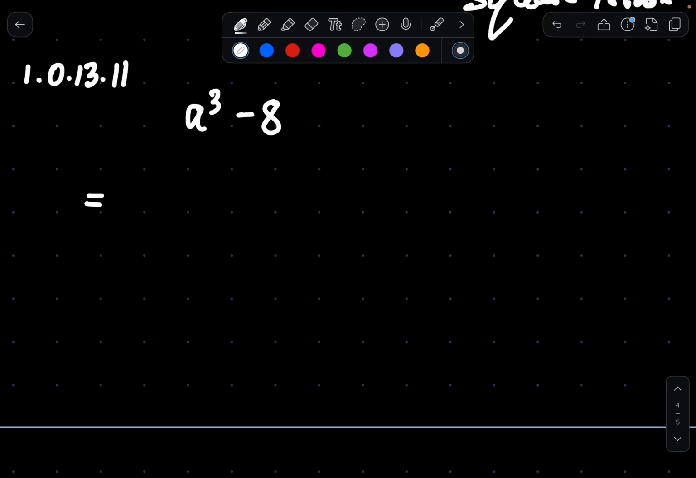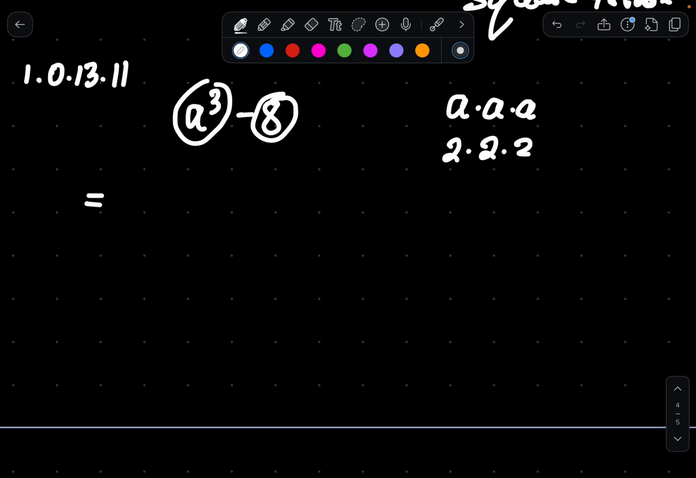Remember guys, a cubed can be broken down into a times a times a, and 8 is going to be broken down into 2 times 2 times 2. So you can agree with me that those two numbers are perfect cubes and we have a difference of cubes in this case, right? And I'm going to use what we call the SOAP method. So what you do is you create a small bracket and a big bracket.